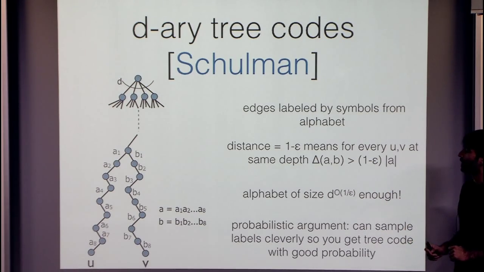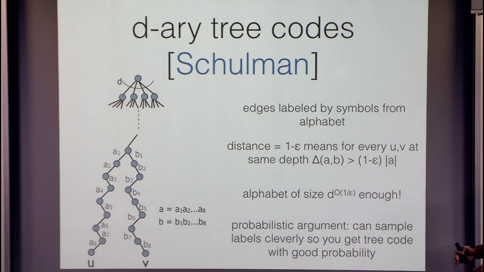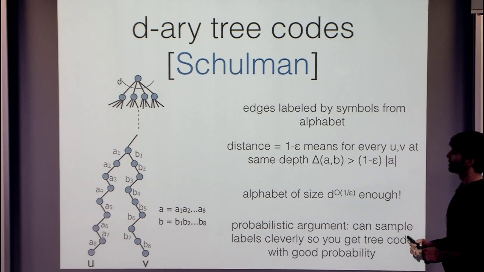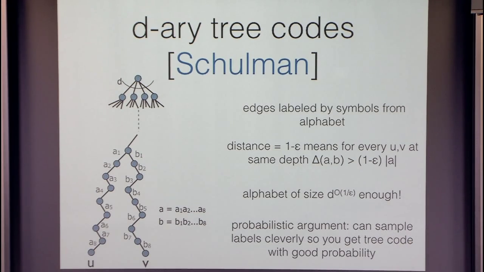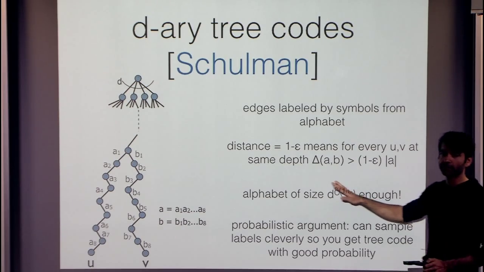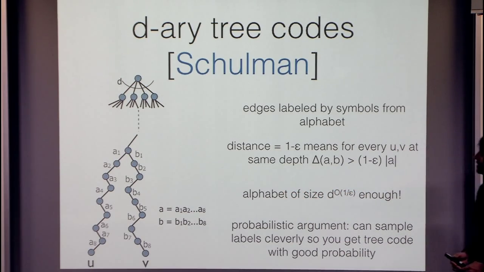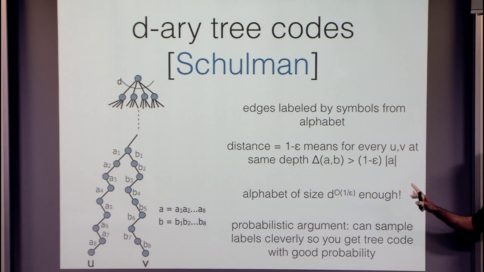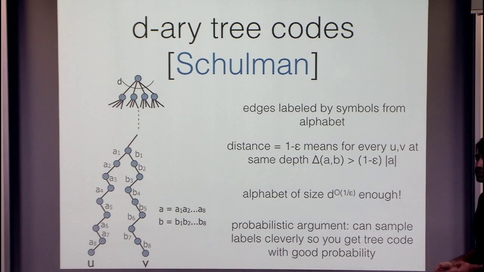So I'm not going to show you how to sample a tree code or how to construct such a thing. It is a major open problem to actually give an explicit construction of such a labeling. Okay? And that's what I'll discuss maybe at the end of the talk. But for now, let's assume that we have a tree code. So we have a labeling of the tree with these properties, and let's see how to use it to solve the problem we care about.